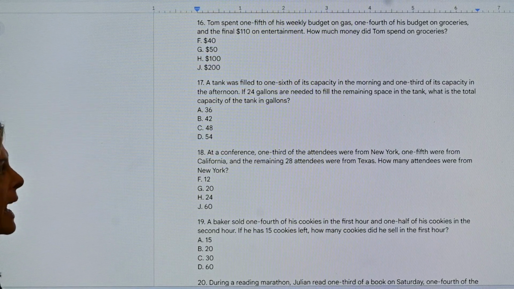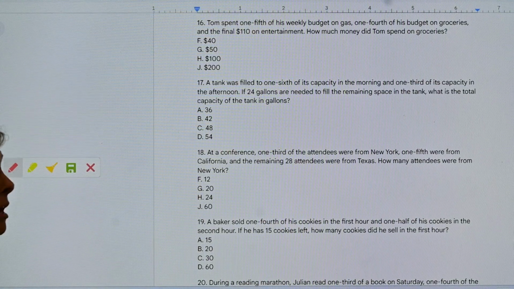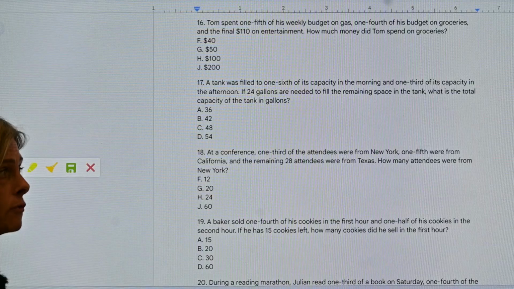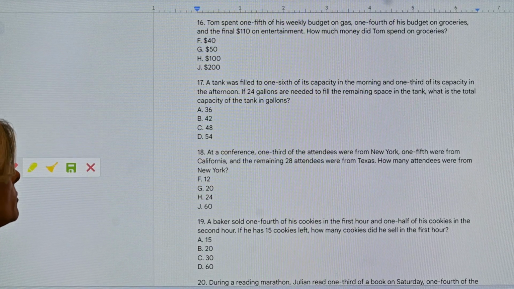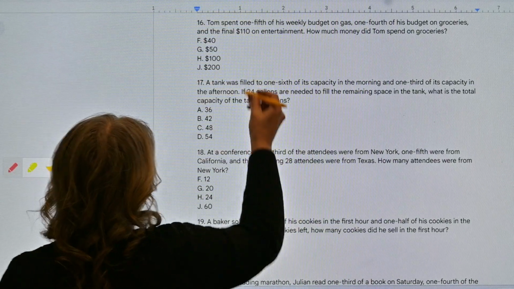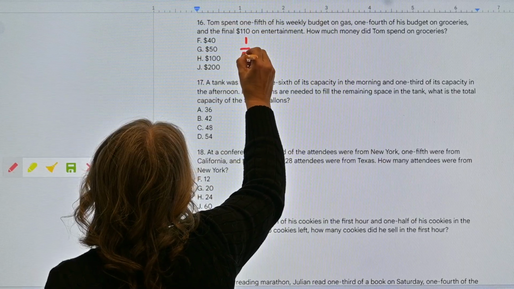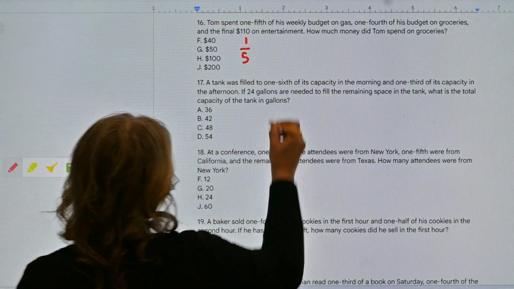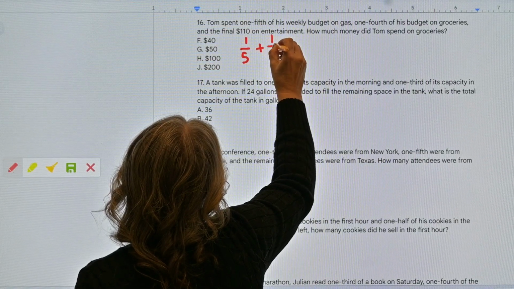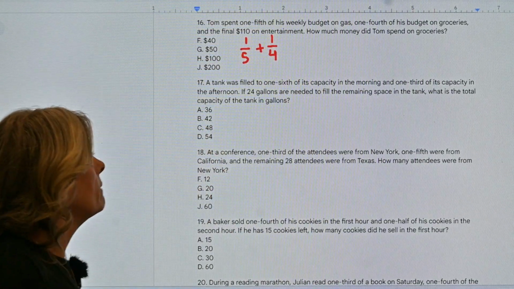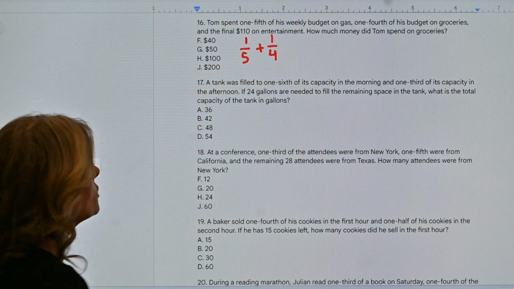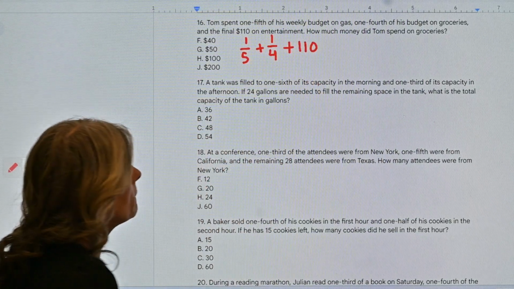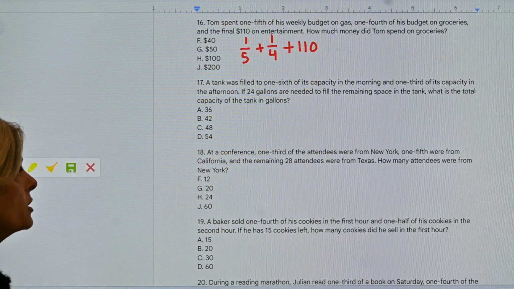Okay, so this is back to those fractions, okay? So write your statement first, what you're adding together, and then convert the fractions to have the same denominator. So Tom spent 1/5 of his budget on gas, 1/4 of his budget on groceries, okay? And then the final $110 on entertainment. Okay, how much money did Tom spend on his groceries?